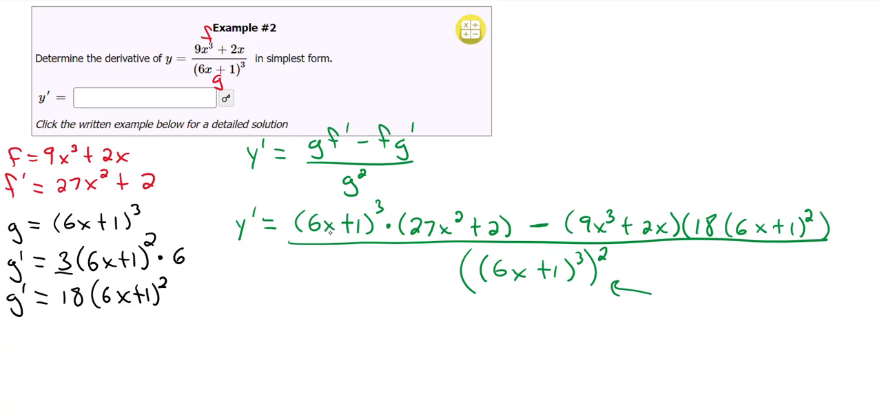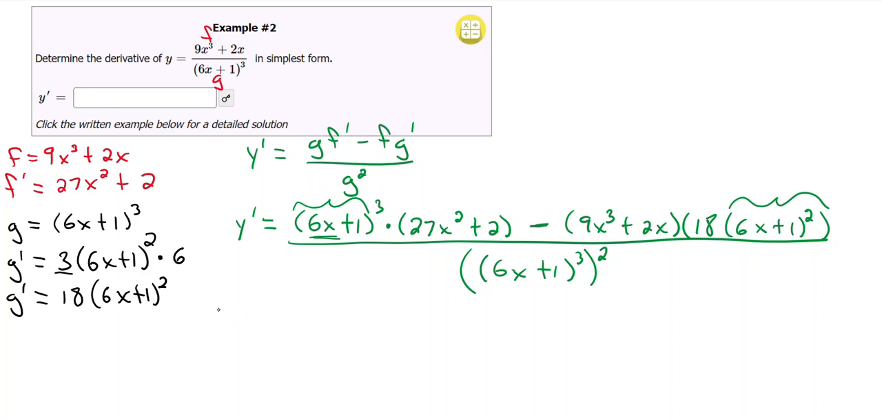So I want to cancel as many of those as I can. Do you see any 6x plus 1s up in the numerator? Yes, there are, right? There's 2 over here, and there's 3 over here. So what I'd actually like to do is factor out 6x plus 1 out of this term over here and out of this term over here. Okay, so that's what we're going to do next. Hopefully we see this. This here, that's one of my 6x plus 1s, and then this one as well.